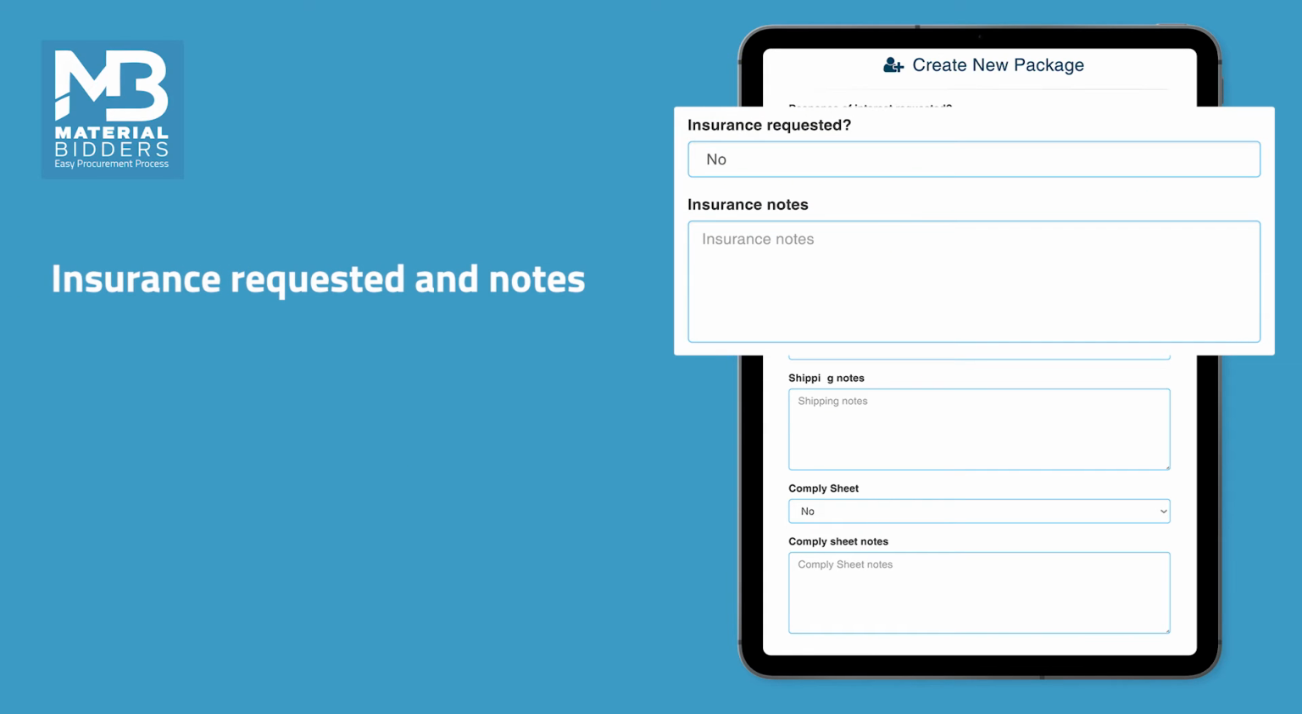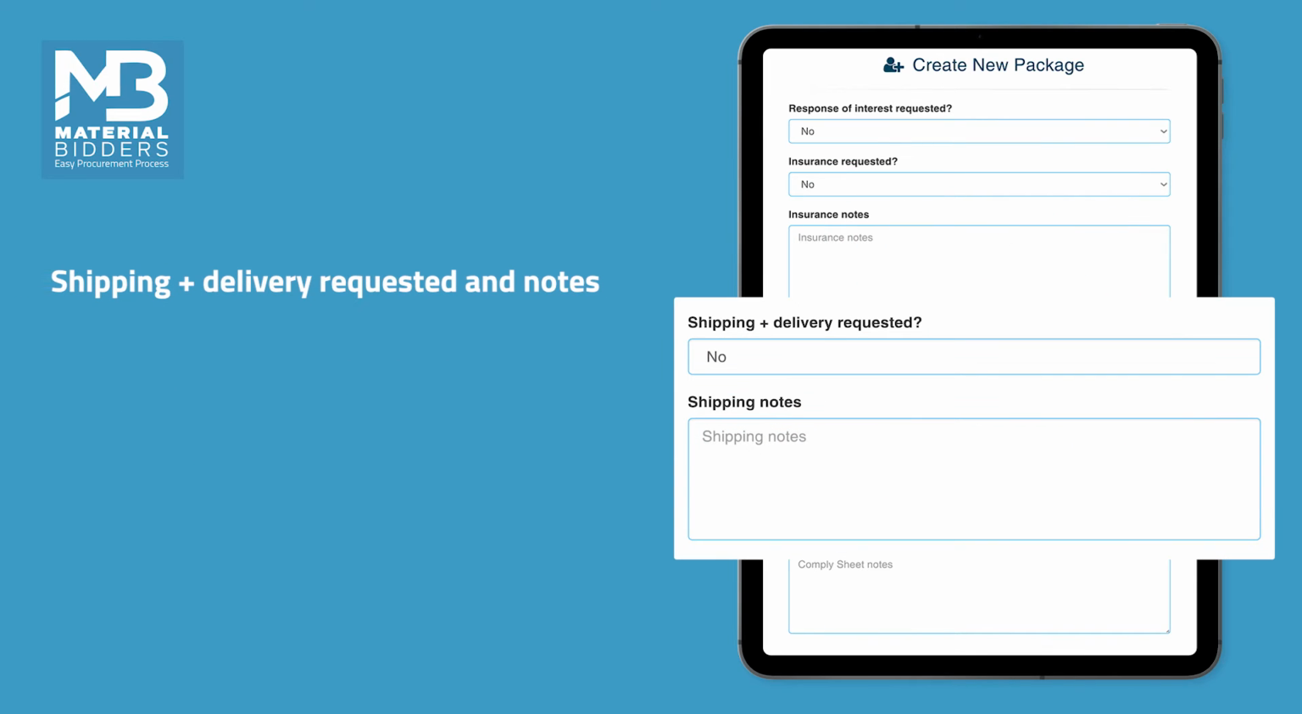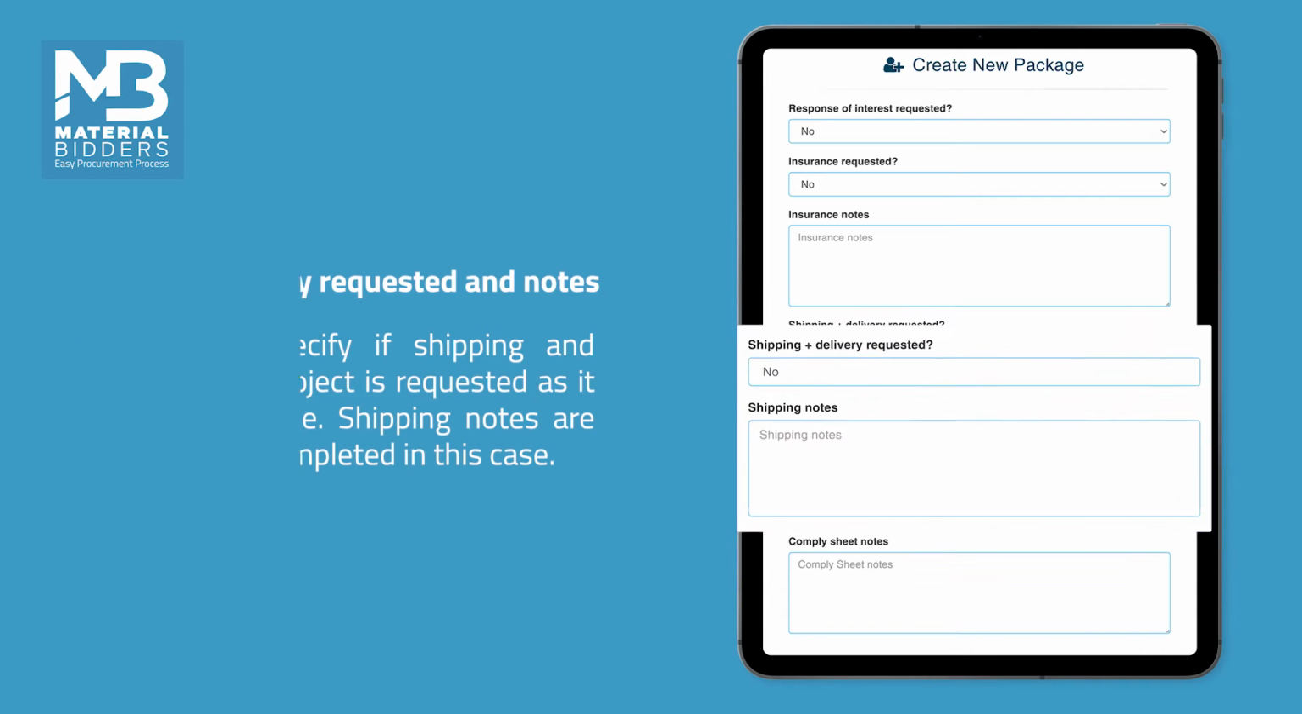Insurance requested and notes. Buyers can also request insurance on the materials they are purchasing during shipping. This can affect the pricing, hence it should be clear in the tendering of the package together with the insurance notes. Shipping. Delivery requested and shipping notes. You can also specify if shipping and delivery to your project is requested, as it can affect the price. Shipping notes are important to be completed in this case.